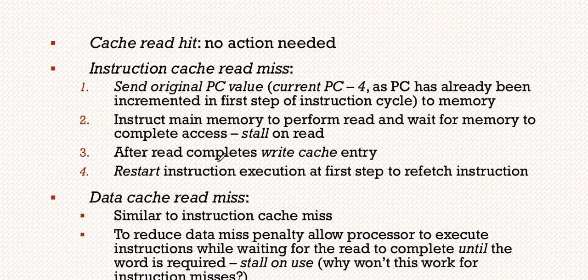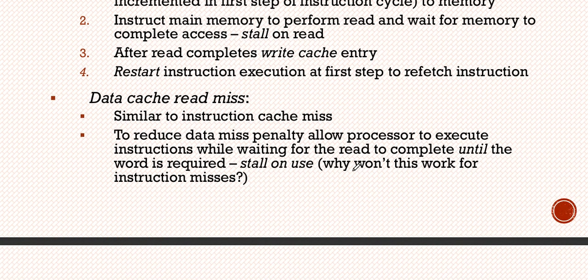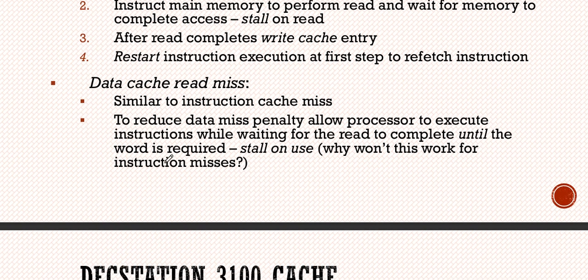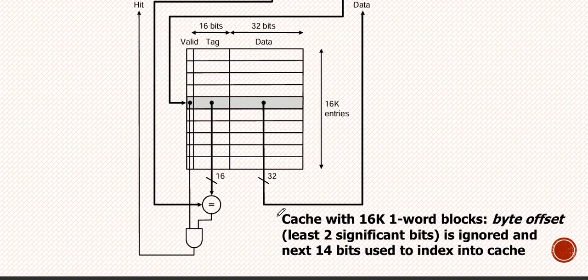So after the read completes, you put it in cache memory, then you start the instruction. Now for data, you handle it differently, right? It is similar to the instruction, but to reduce the data miss penalty, you allow the processor to execute instructions while waiting. So this is one mechanism, but we'll see that.